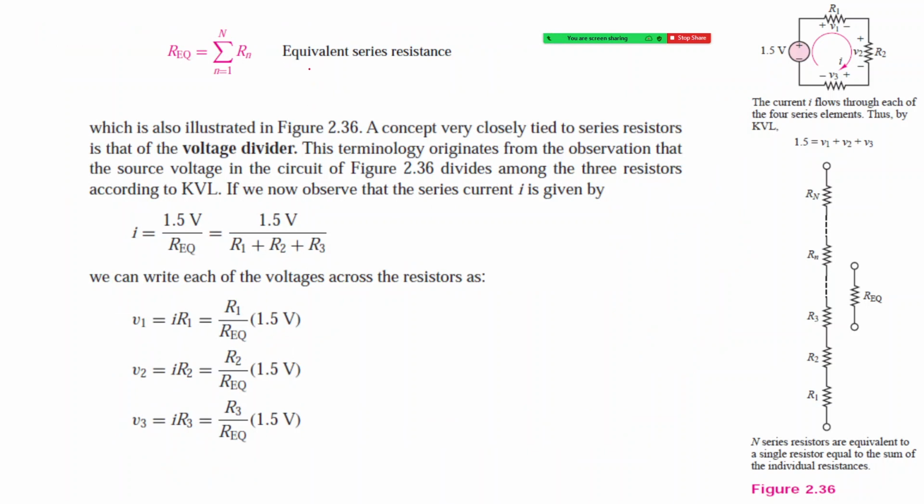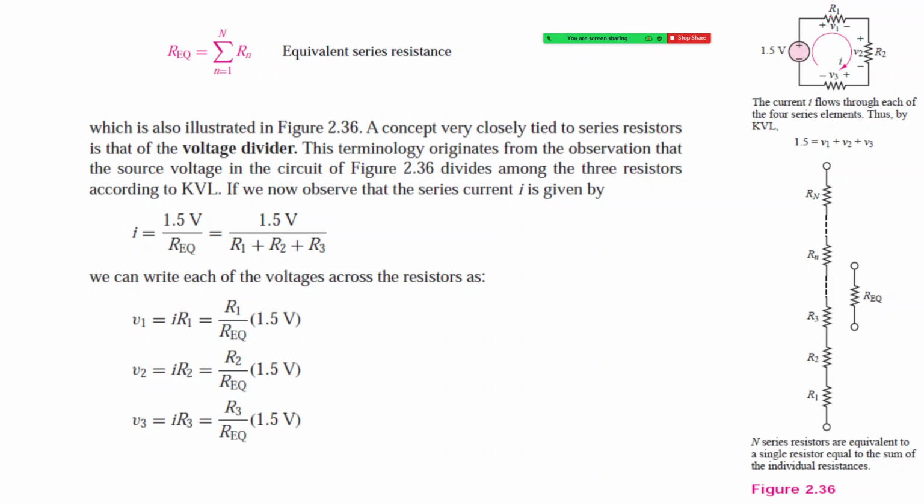So the equivalent series resistance can be computed by the summation of Rn, n equal to 1 to capital N, the total number of resistors. So in this circuit, we can compute also I, right? So I is 1.5 divided by Req. This means that 1.5 volt divided by R1 plus R2 plus R3 here, right?